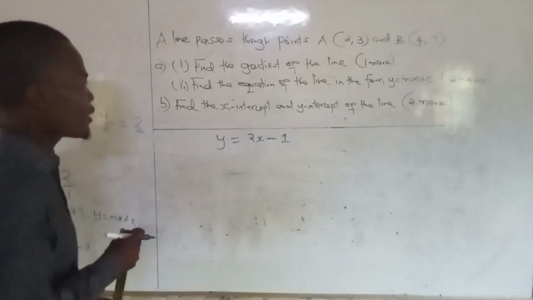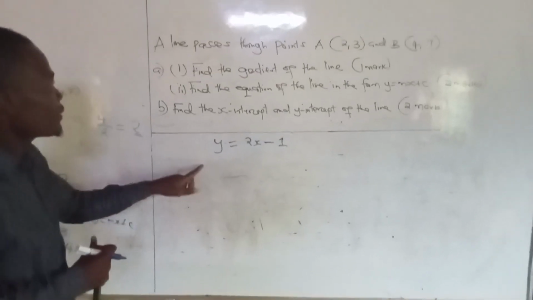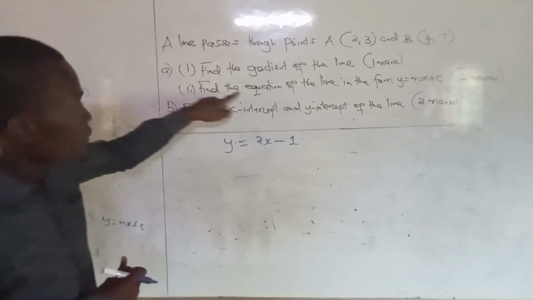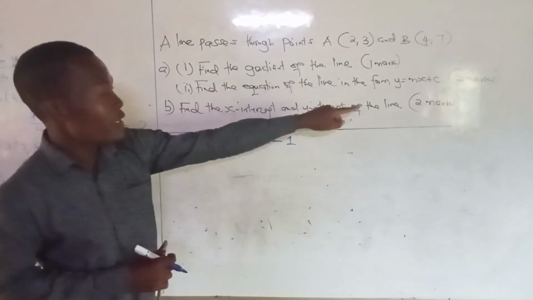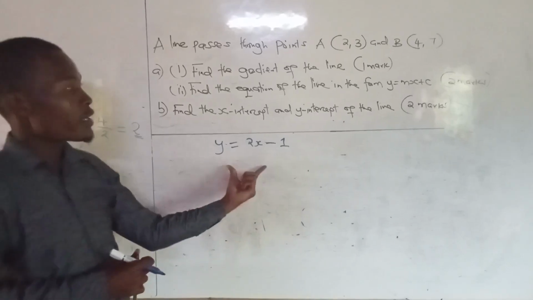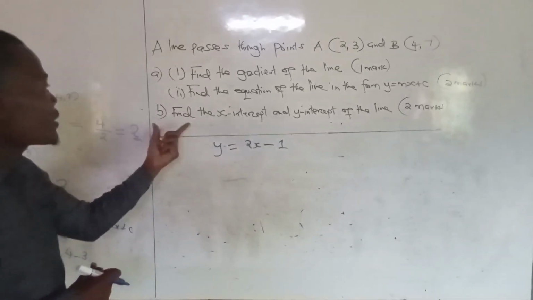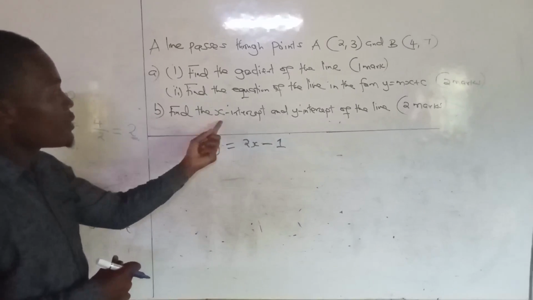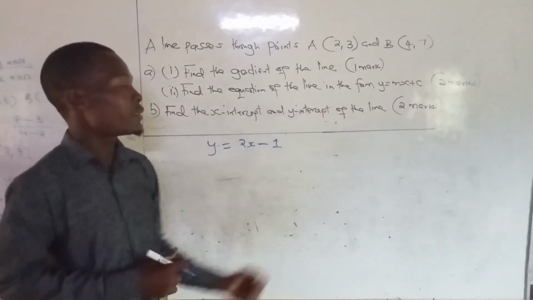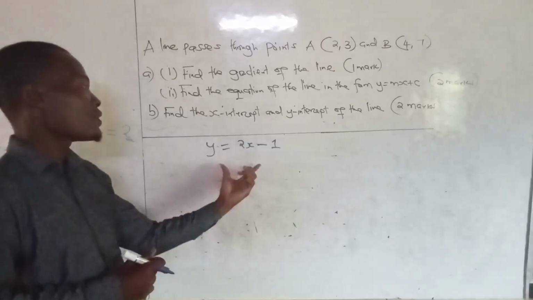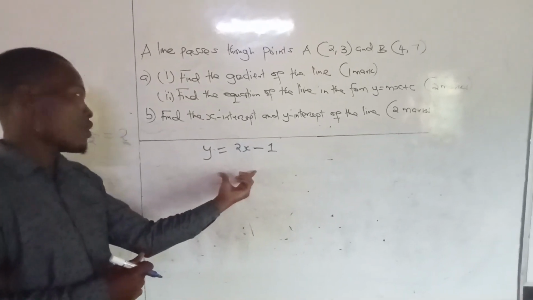Okay, now we have our equation here. That is now our Roman 2. Find the equation of the line in the form of y is equal to mx plus c, which is already here. Now when we move to the next one, find the x-intercept and the y-intercept of the line. For us to go there, we must have this. That is why I have written it down here.